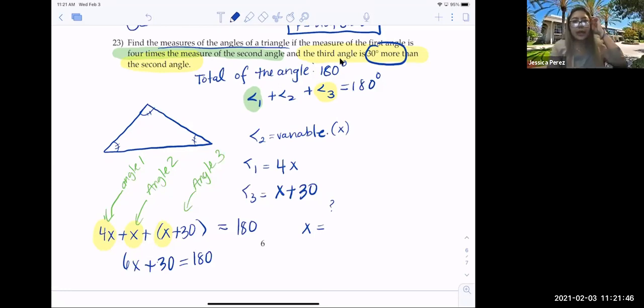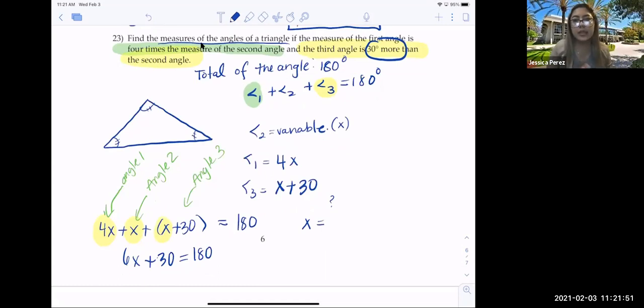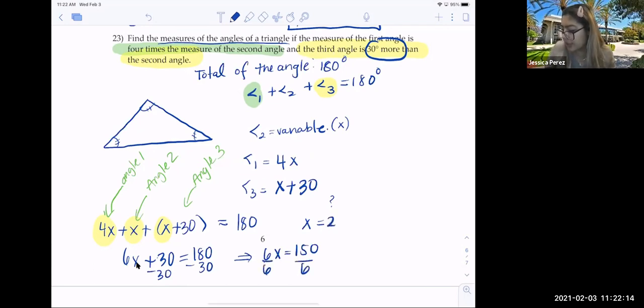All right, so I have a few answers on the chat. Let me explain what's going on. So what's the first thing you have to do? You have to isolate x. So we need to subtract both sides by 30. So we're going to get 6x is equal to 150. Then you divide both sides by 6. And what value do you get? I claim you get 25. How many of you got 25 as a result?